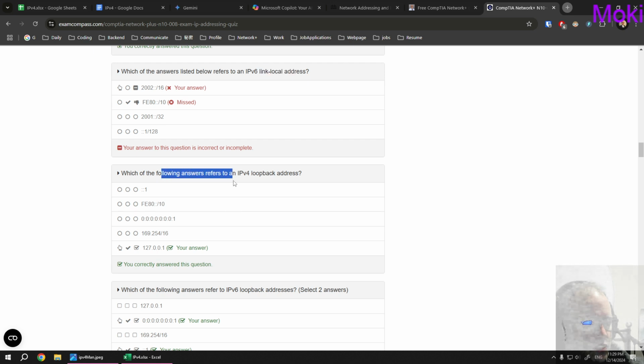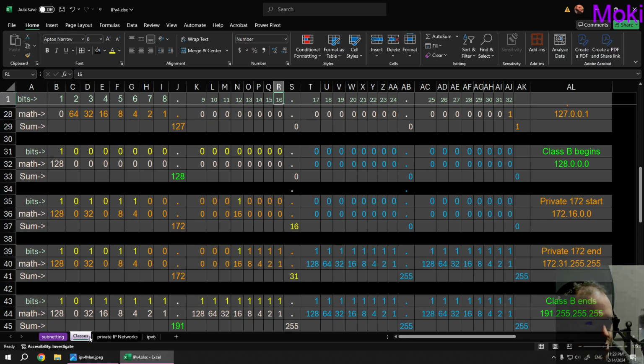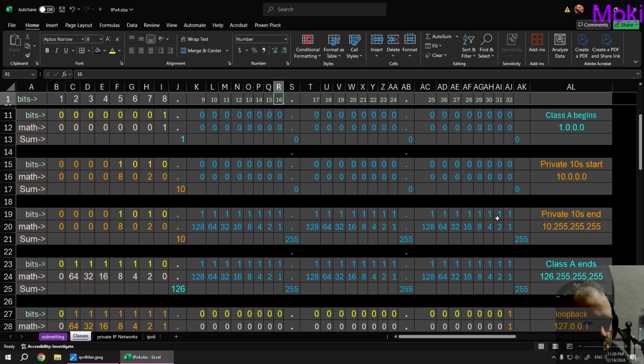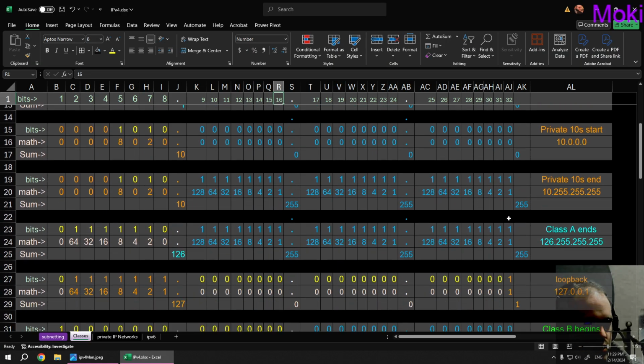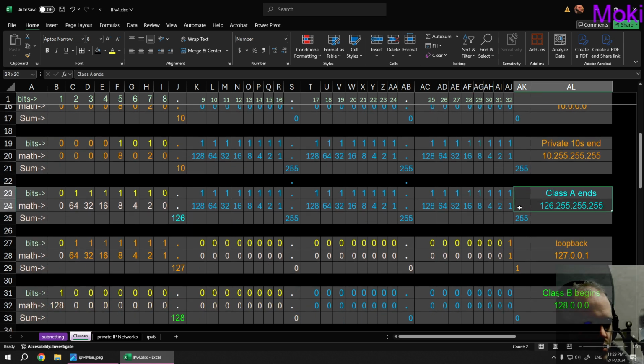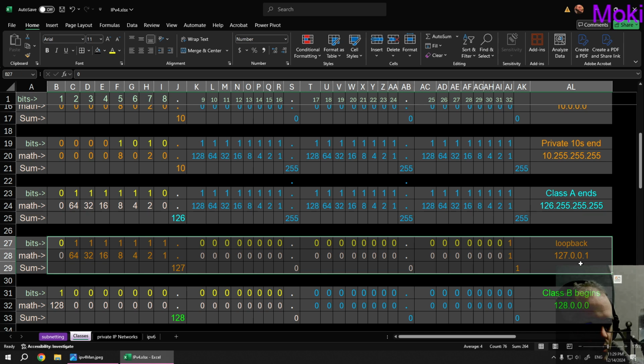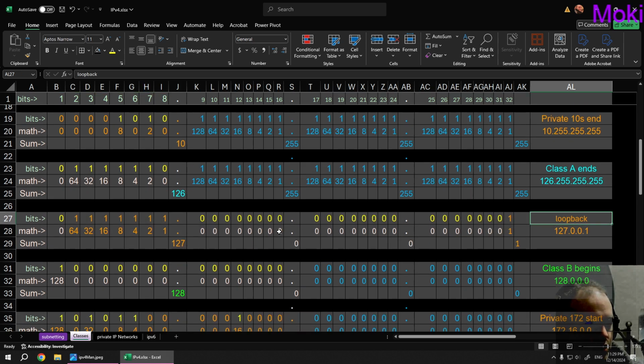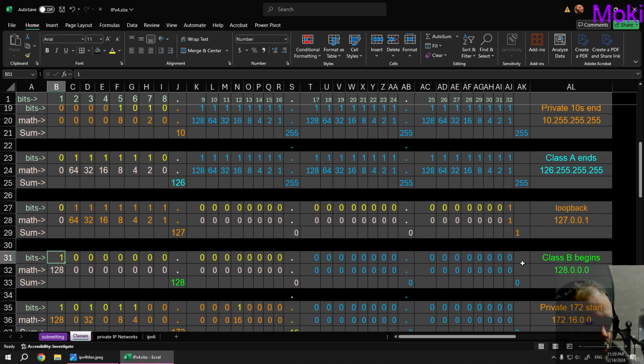Which of the following answers refer to an IPv4 loopback address? 127. That you have to know. Class A ends at 126, and 127 is specifically loopback. Then we get to the next one, Class B, 128. This is loopback, 127.